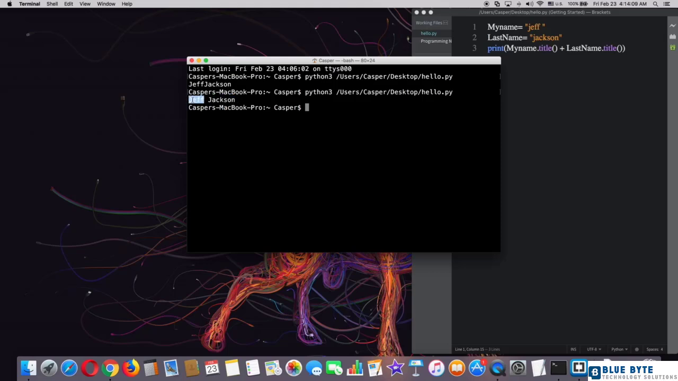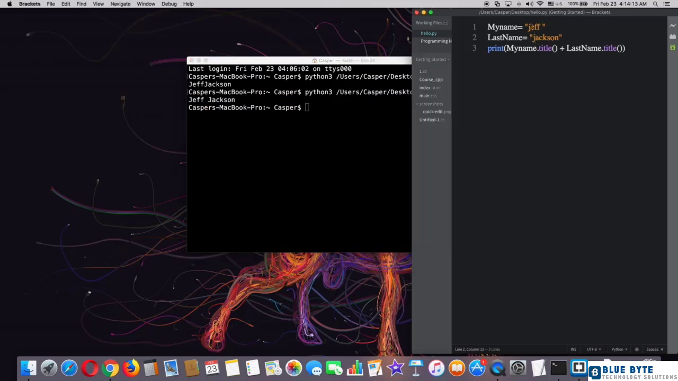As we can see here, the first letter of Jeff, which is J, became capital. And the same thing with Jackson, J became capital.